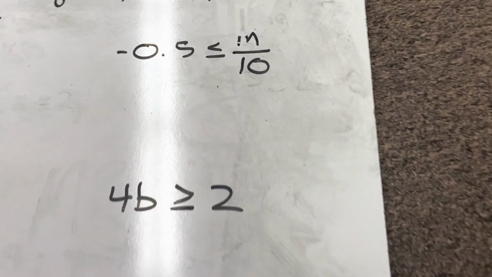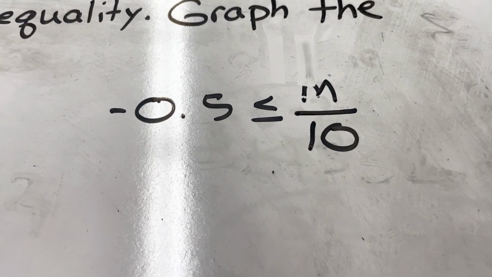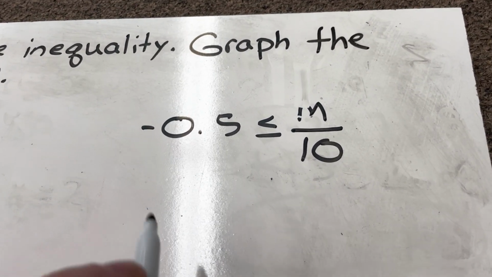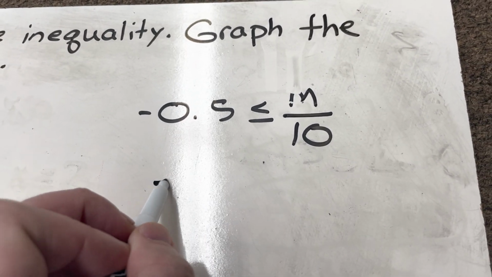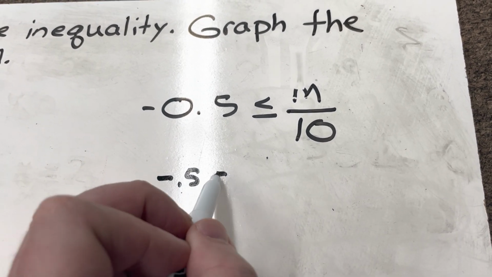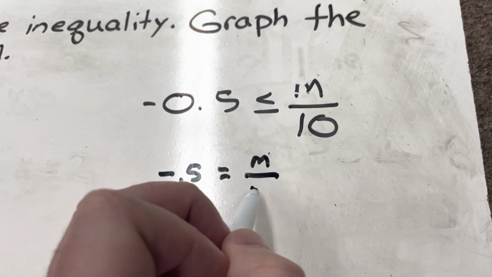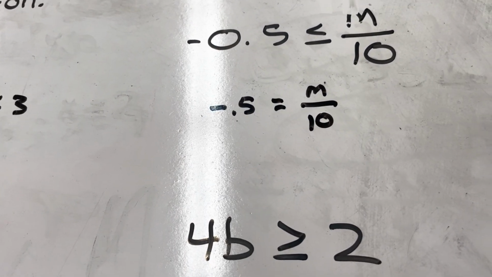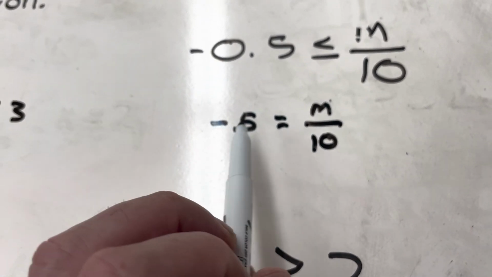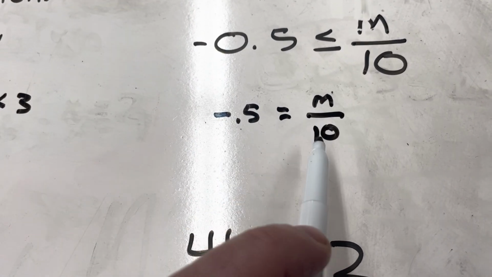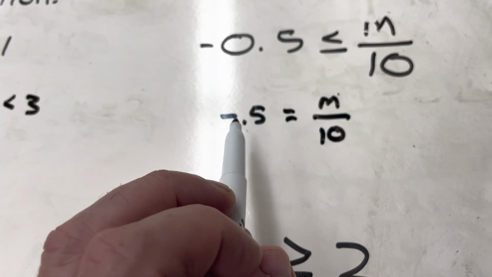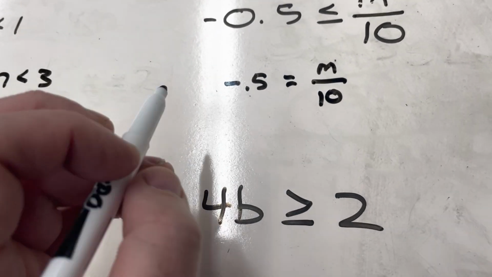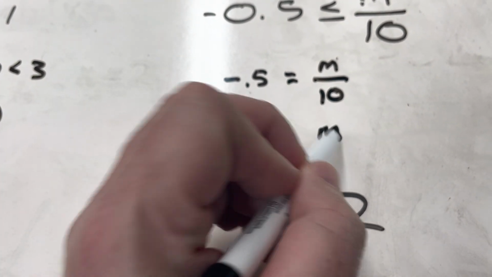All right, so here's one here. -0.5 is less than or equal to m/10. So I'm going to think of this as -0.5 is equal to m/10. When I go to solve this, of course, it's a division equation. The variable comes first, m divided by 10. So I'm going to do -0.5 times 10. I'm going to multiply both sides by 10 to isolate the m.